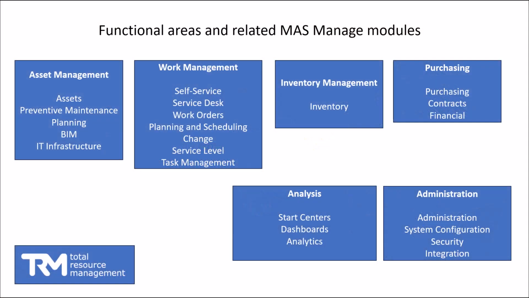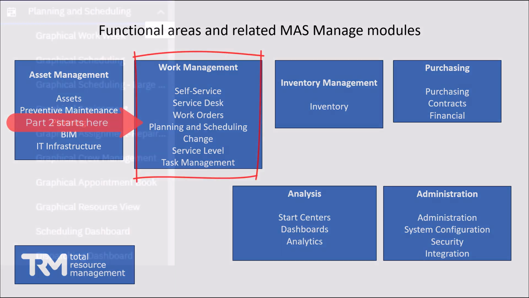Let's get started. Let's begin with some organization here. During the series, we're going to cover all of the blue squares, certainly starting with asset management and work management. Then we'll work our way into inventory and purchasing, and then we'll wrap it up with the analysis module and the administration module. This particular part will be focused on the work management square. So let's get going on that.